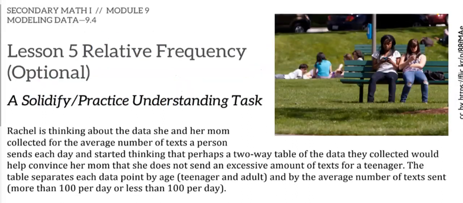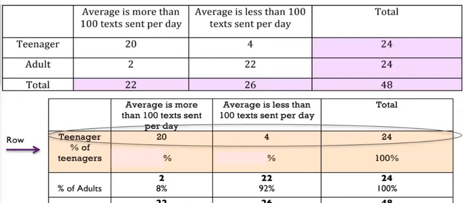tables. So in this task, Rachel is still thinking about the number of text messages that she sends, and she wants to convince her mom that she doesn't send an excessive amount of text for a teenager. So she organizes her data into a two-way table, and she organizes the table by adults versus teenagers and how many of those adults and teenagers send more than or less than 100 texts per day.